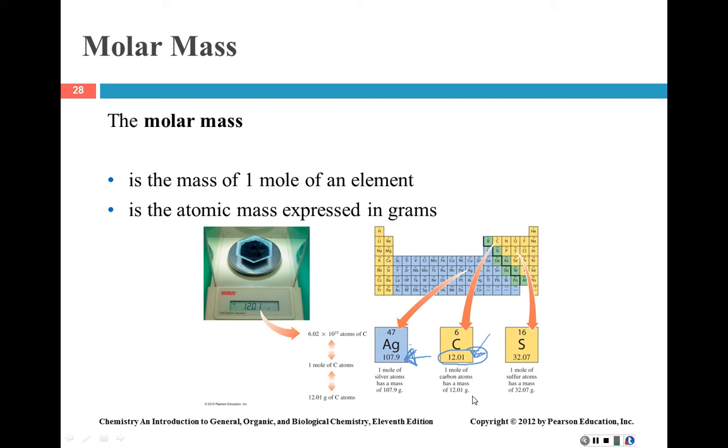Okay, and that allows us to make real world calculations, because I couldn't measure 12.01 AMUs, like 1 atom of carbon, but I can measure the mass of a mole of carbon, and so we call that the molar mass. It's basically that same exact number, just expressed as grams. So the 6.02 times 10 to the 23rd atoms of carbon, which is 1 mole of carbon, is the same as 12.01 grams of carbon. So the atomic mass expressed in grams is the molar mass.